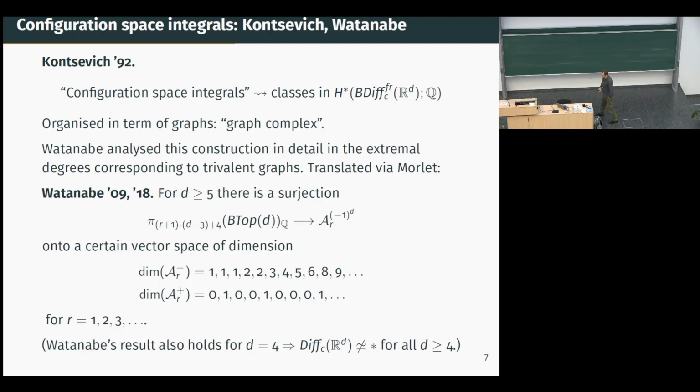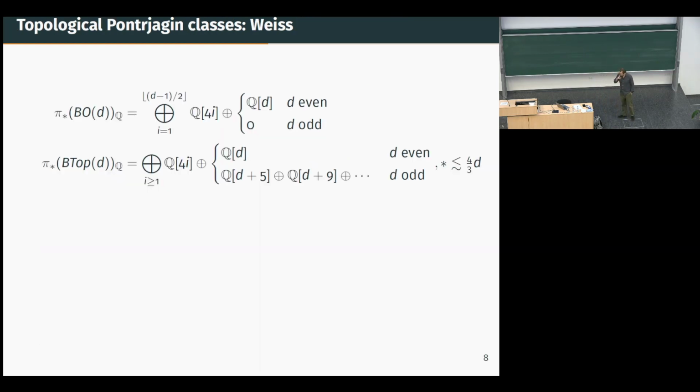So this is the second of my short stories. So this says there's some other phenomenon going on. And the third one is a recent theorem of, or not so recent anymore, recent in my mind, theorem of Michael Weiss. Here I've just written down what I had before, so the answer for BO(d) and the answer in a range due to Farrell and Hsiang for BTop(d).